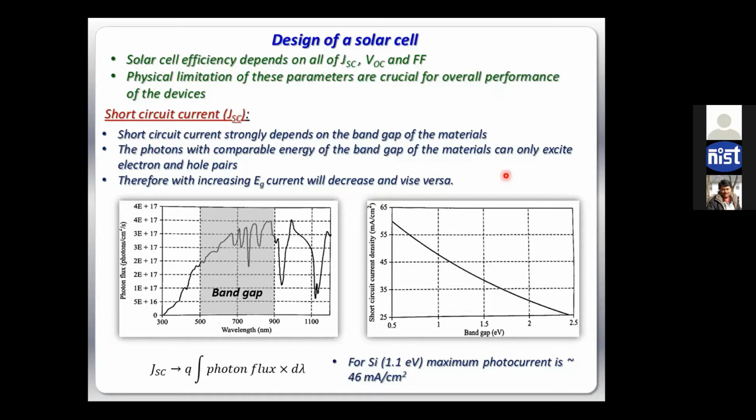So who is playing the crucial role? The band gap of the material, right? That means if you have smaller and smaller band gap, you can have more and more photons capable of creating one electron hole pair, even if they have lower energy, right? Because the band gap is now lower.